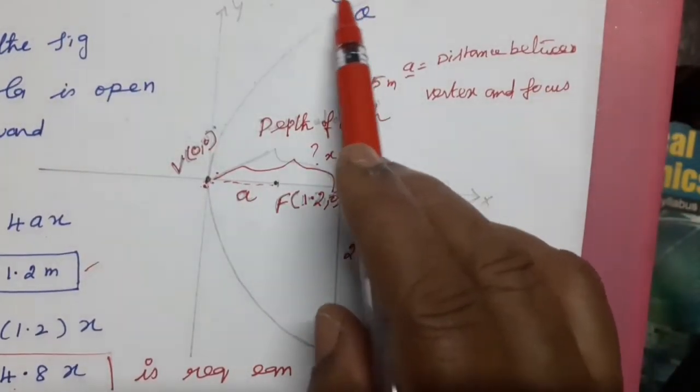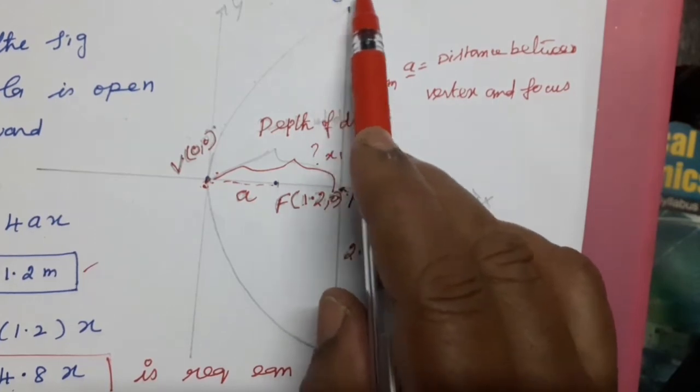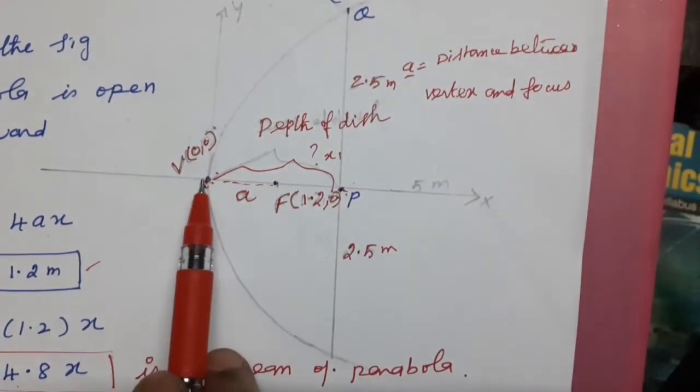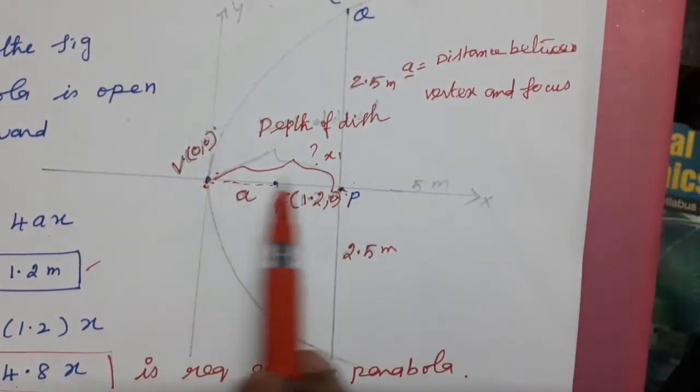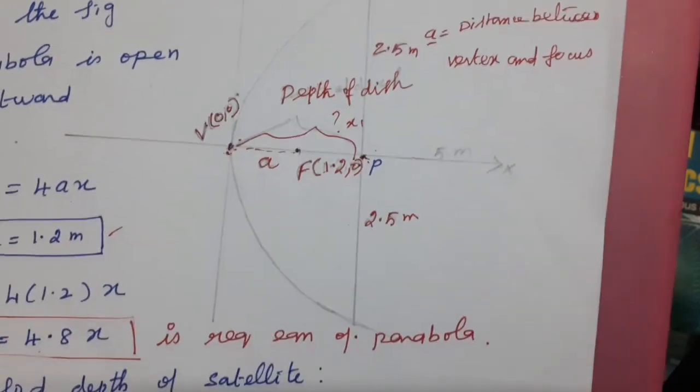So we are going to find the Q coordinate. For the Q coordinate, we don't know the x1 value, so we are just finding the x value. From the vertex to the point P is nothing but what? The depth of the dish. That is what we are going to find.